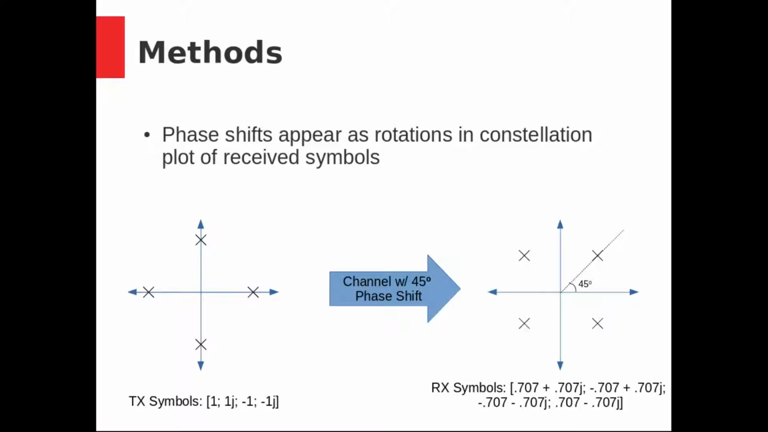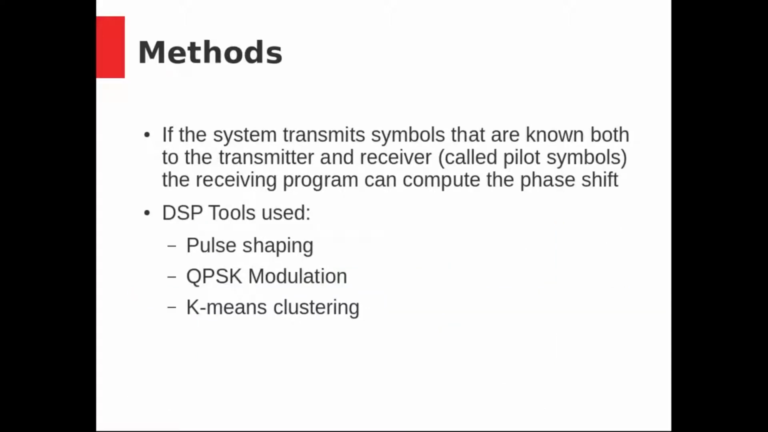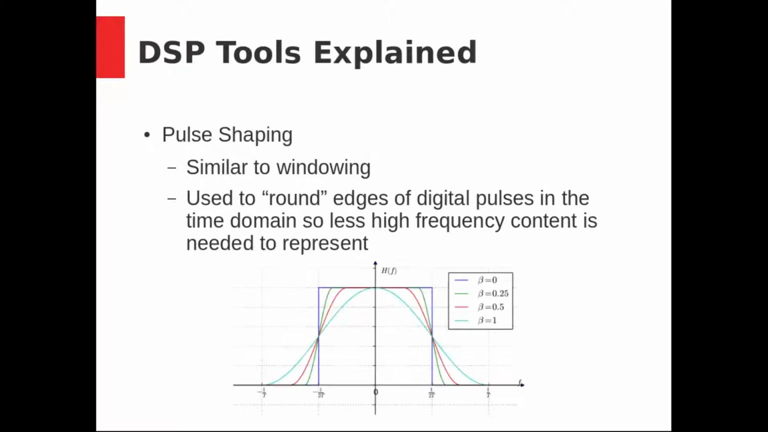How I'm thinking about doing this is based on the idea that phase shifts in your signal are going to show up as rotations in your constellation plot. So if I transmit known symbols called pilot symbols from the transmitter to receiver, I can look at my constellation diagram at my receiver and calculate the phase shift of my signal. Some of the tools I'm going to use in this are pulse shaping, QPSK modulation, and K-means clustering.